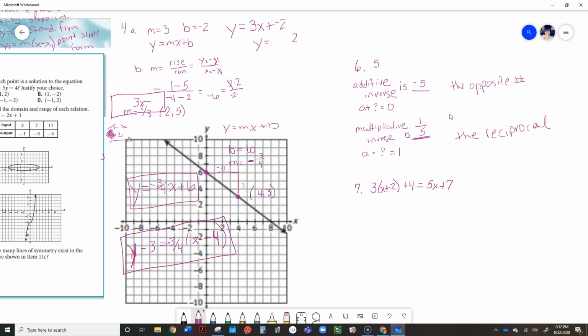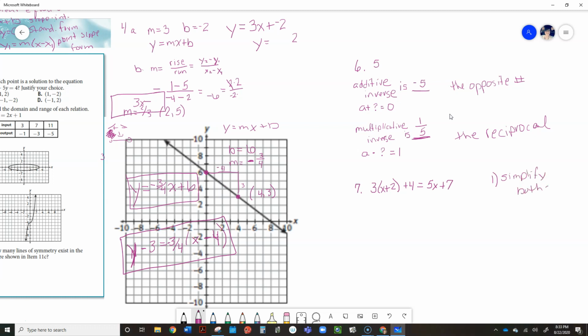Okay, so the additive inverse is what number do I have to put with this one to make 0? What number do I multiply this one by to get 1? So 5 times 1/5 will give you 1, and 5 plus negative 5 will give you 0. All right, this one they want us to solve it. Well, I cannot solve. Rule number 1 is I must simplify both sides.